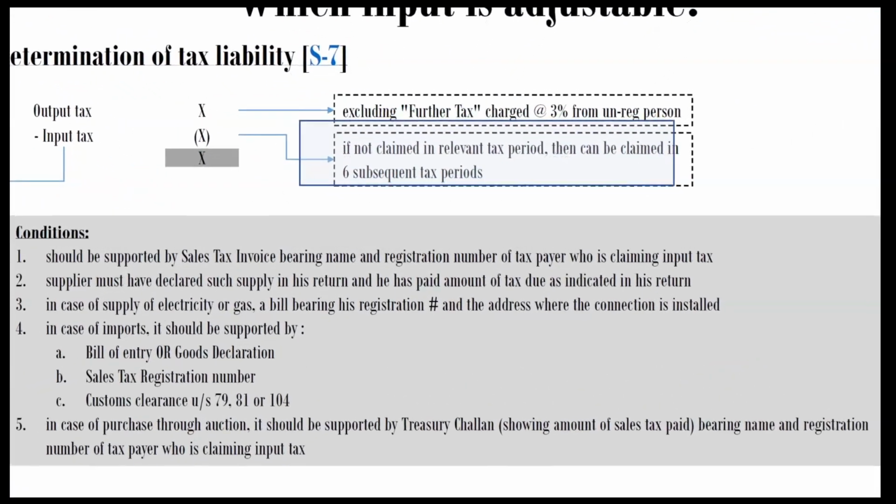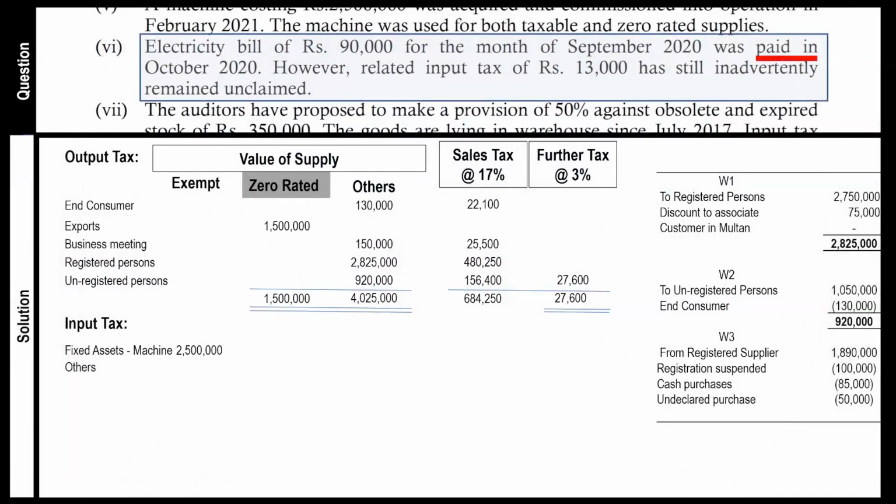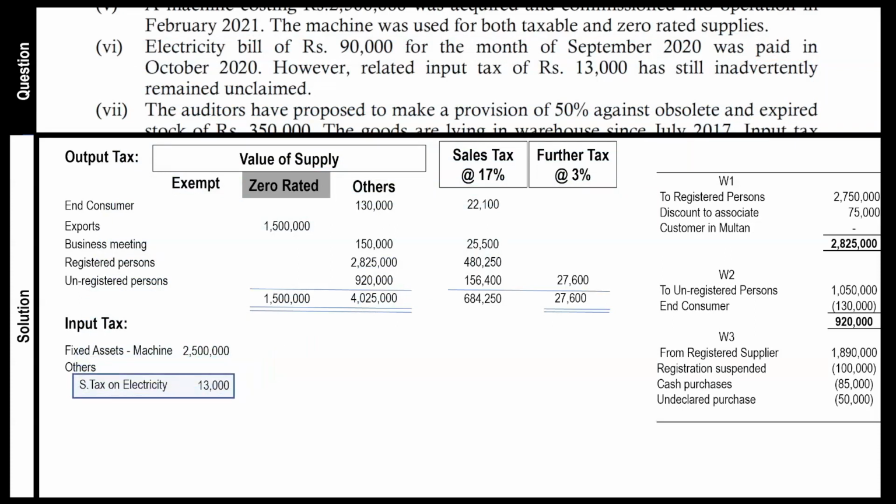If any input tax is not claimed in relevant tax period, then it can be claimed in any of 6 subsequent tax periods. Move back to solution. Input can only be claimed if relevant sales tax has been paid. Please note the payment month. It is October. So input could have been claimed in October. But since it has not been claimed till now, we have to see how many months or tax periods have passed. February is the fourth subsequent tax period. So yes, we can claim it, because limit is up to 6 subsequent tax periods. Mention amount of sales tax in solution.